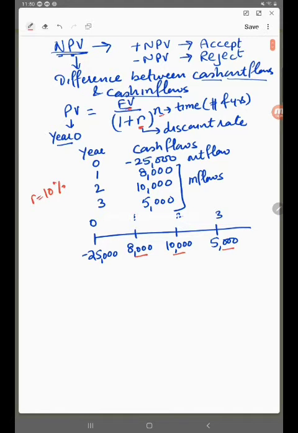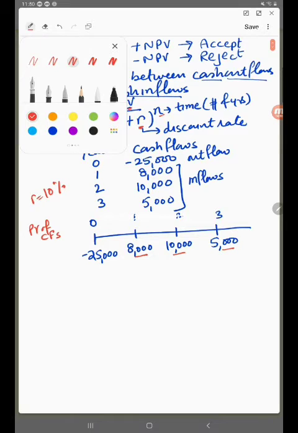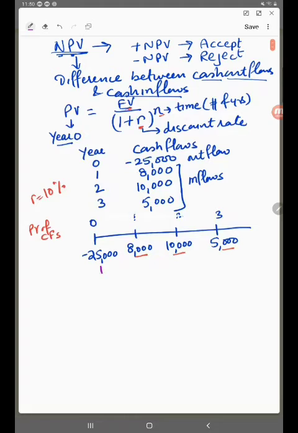Here we need present value of cash flows. So 25,000 is already in year 0. So this is already a value today, present value. So we don't need to do anything with this one. So same number, minus 25,000. Now we need to compute present value of 8,000.